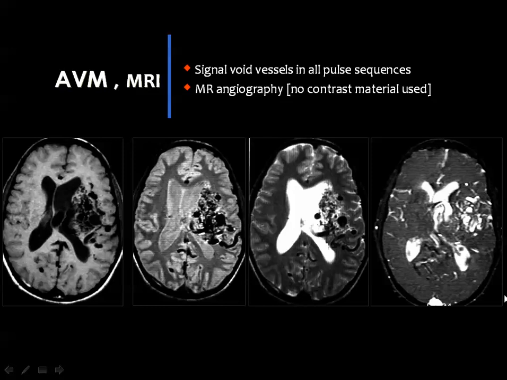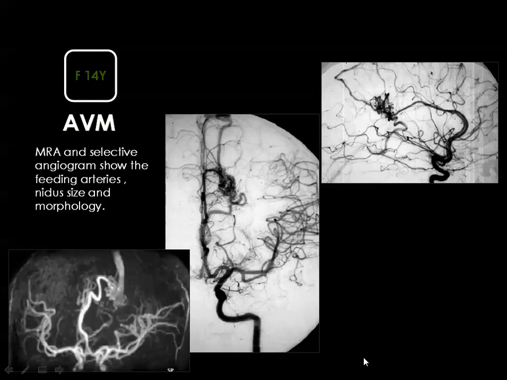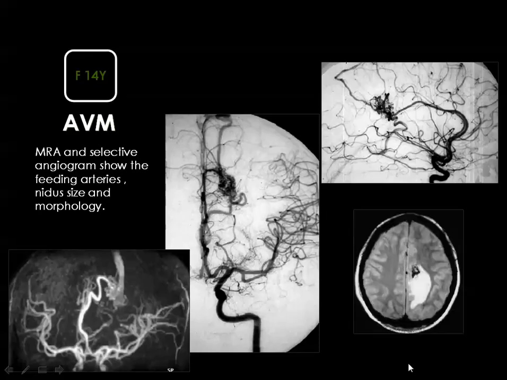And if you use flow sensitive techniques, then you can see the flow within the vascular malformation. Usually, if it is sizable like this one, it may exert some mass effect on the adjacent ventricle and sulci. Then in this child, the same patient I have shown to you before, you can see the hemorrhage and the arteriovenous malformation, which has been confirmed by the selective angiogram and also the MR angiogram.